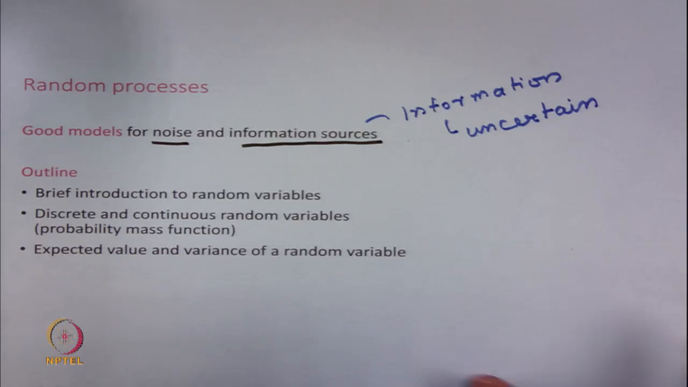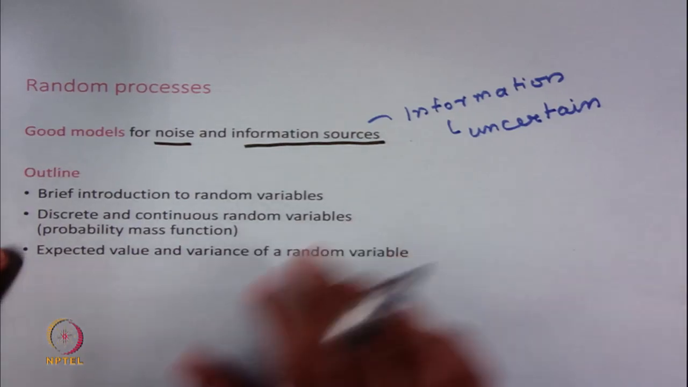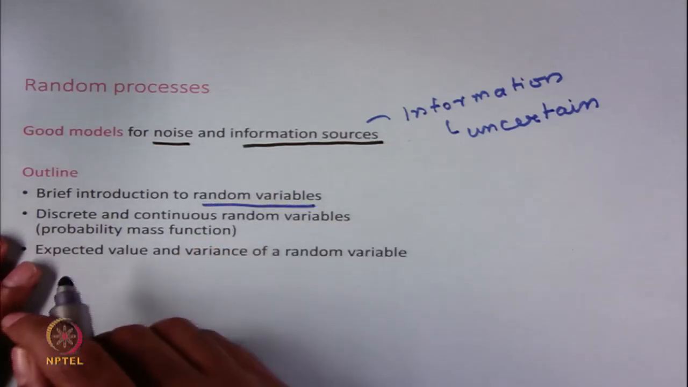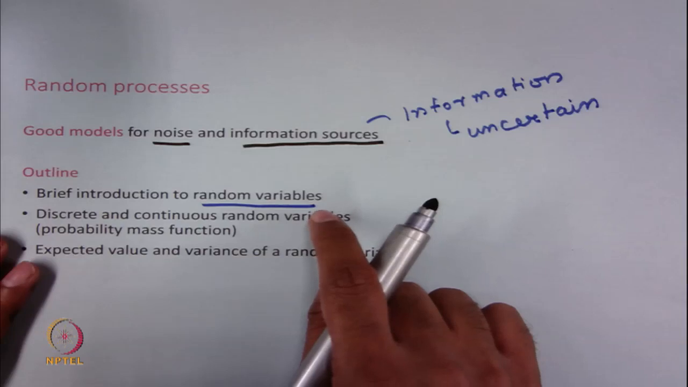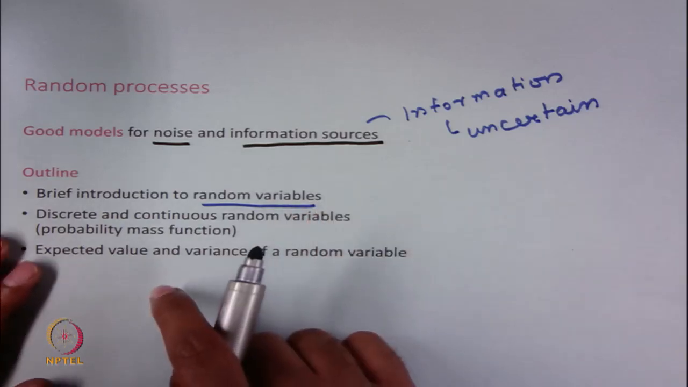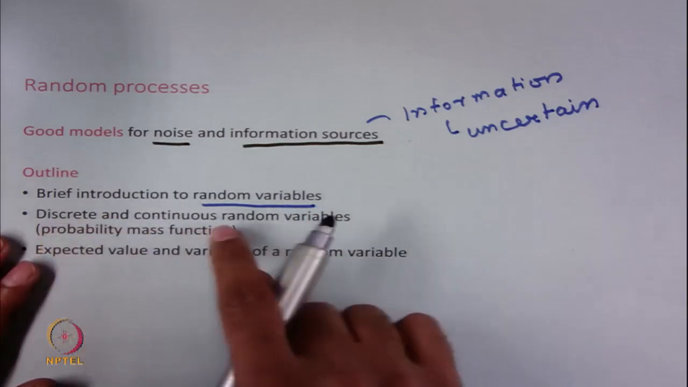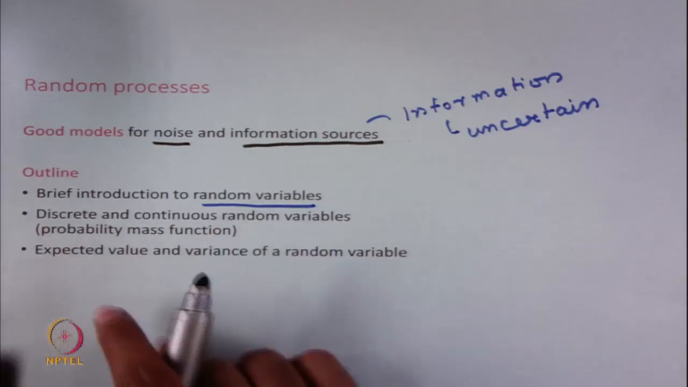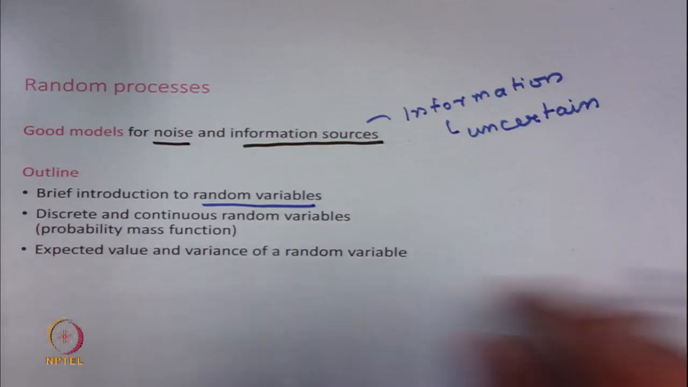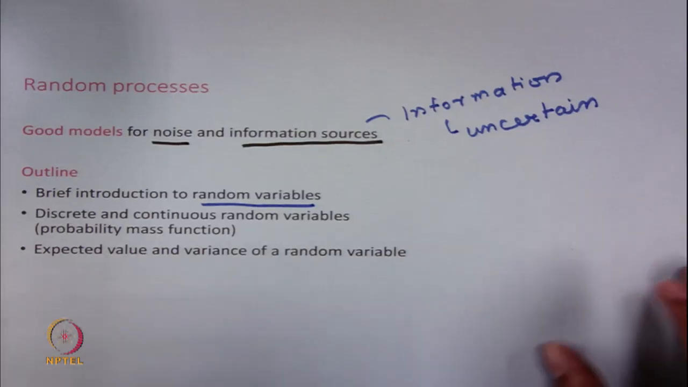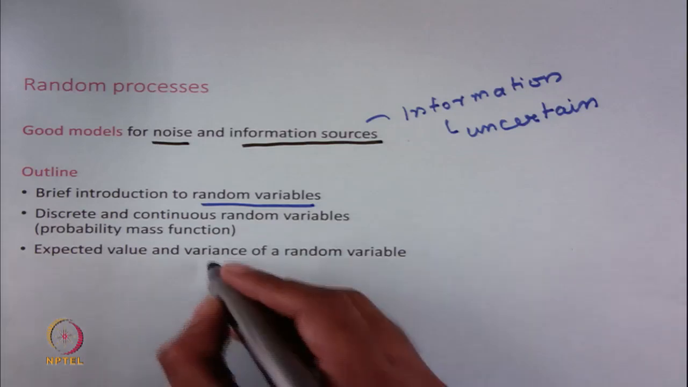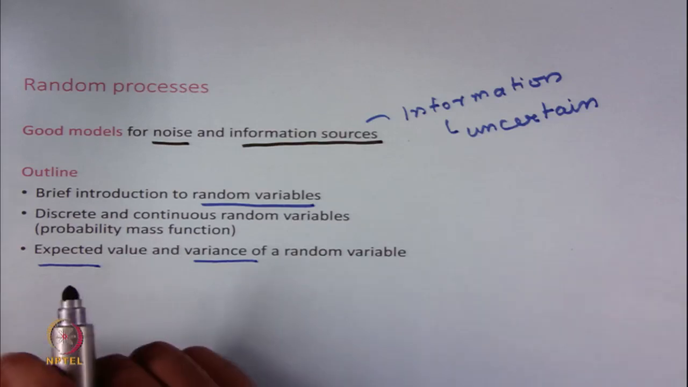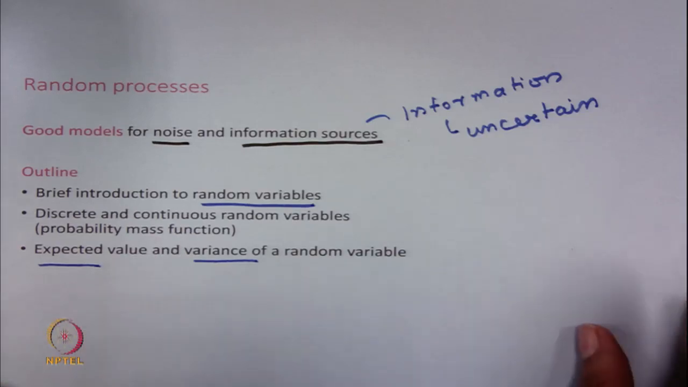So, what we have got for you in this lecture is we will start looking into random processes by first understanding random variables, right. To study random processes we have to first discuss these random variables. Then we will talk about two kinds of random variables, discrete and continuous random variables. Today in this lecture we will talk about probability mass function, and then we will talk about expected value and variance of a random variable. So, these are really central concepts in understanding digital communication.